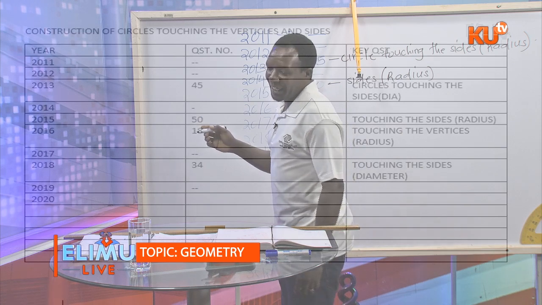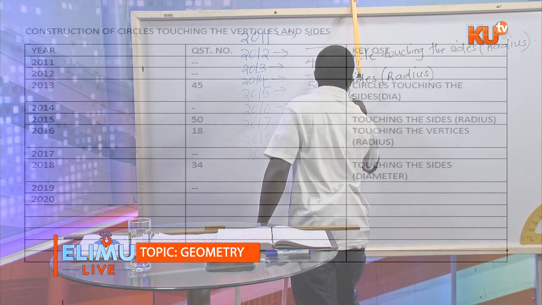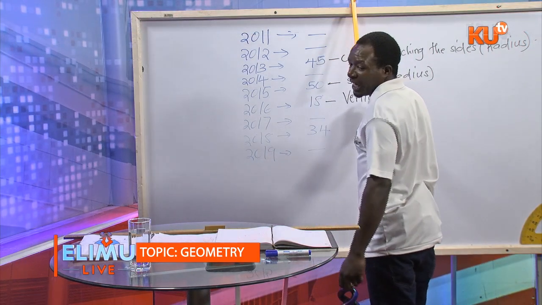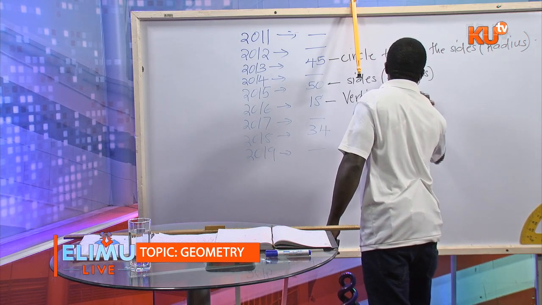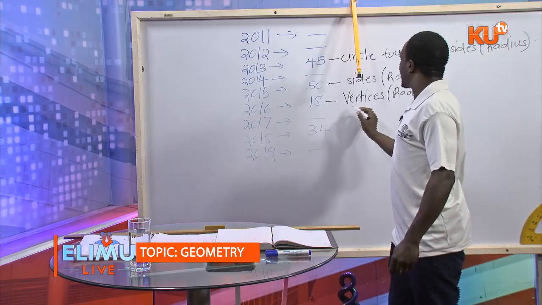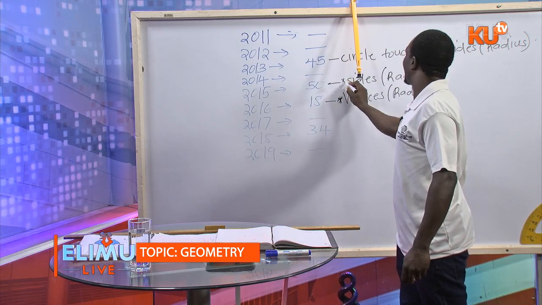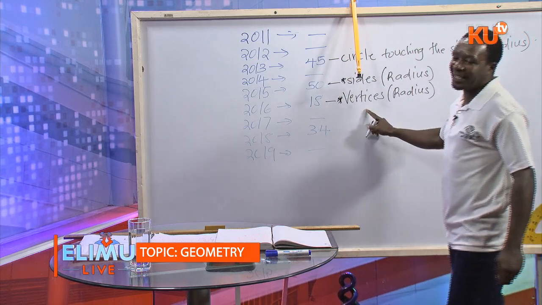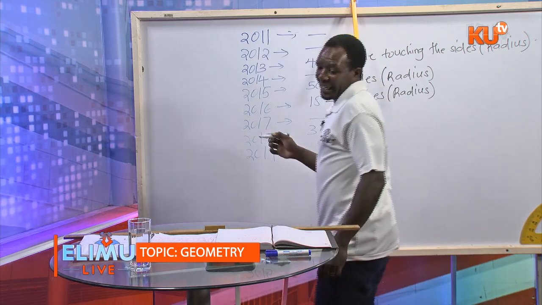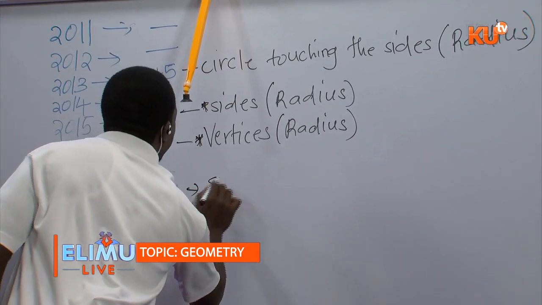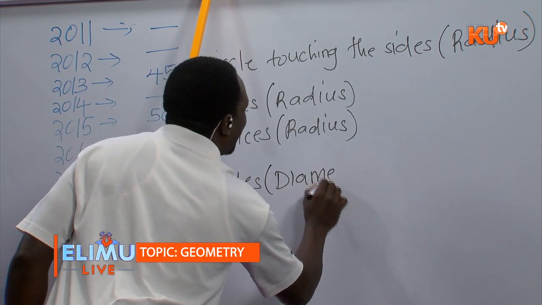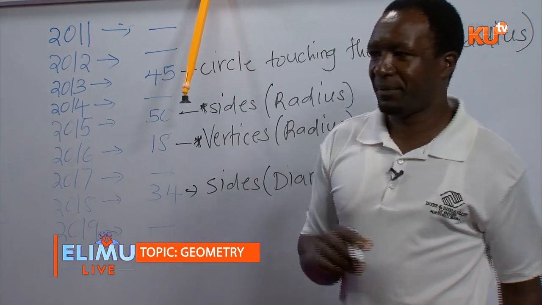In 2016, it was a circle touching the vertices. And again, here you are supposed to measure the radius. When I come to construction, I will explain the difference between this and this one, because that is where our learners get lost. In 2018, they ask about touching the sides. And this time around, they asked about measuring the diameter.